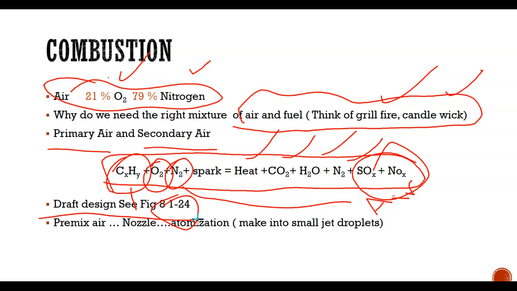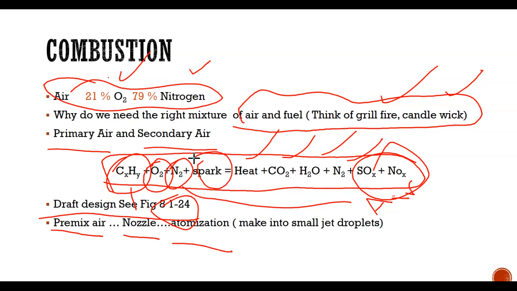So again, we said we need to have the right amount of combustion air. We pre-mix air with the fuel before we ignite it. So we have pre-mix air, nozzle, and atomization of the fuel to have the small little combination of fuel and air, and we ignite them with the spark to be able to have the right combustion of air.